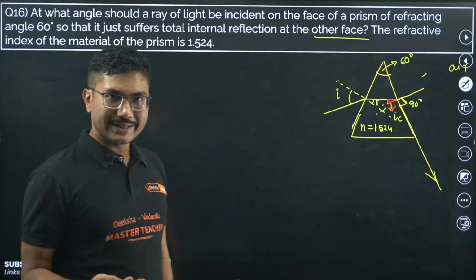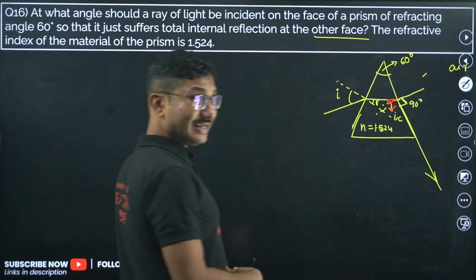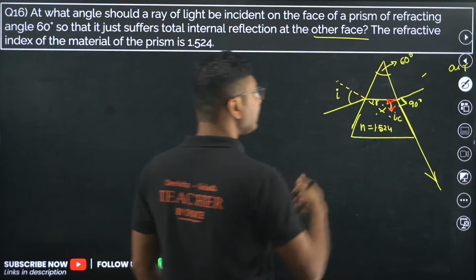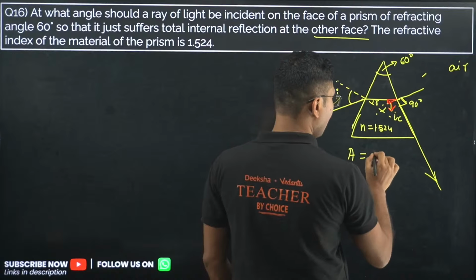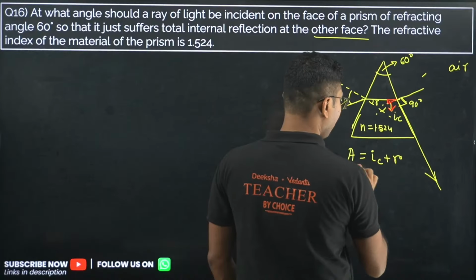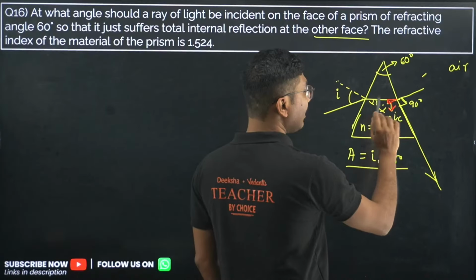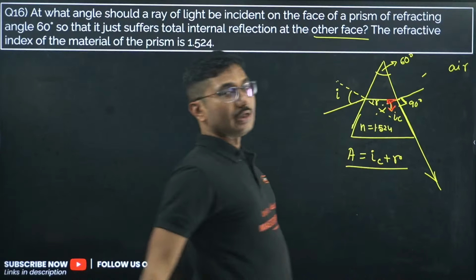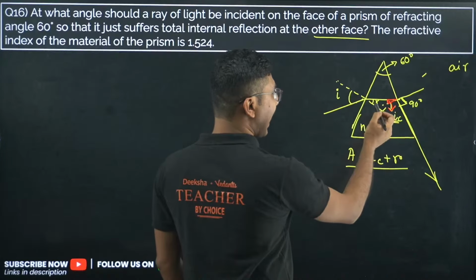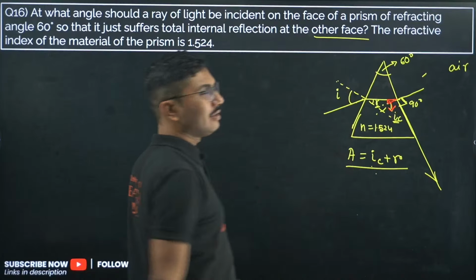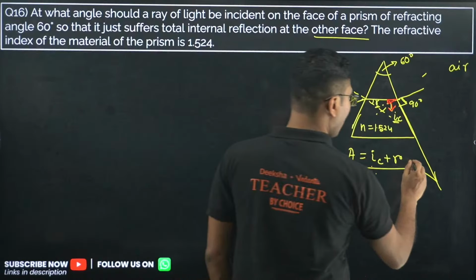Now first we will start with this junction. In case of a prism, the angle of the prism is given by the sum of the internal angles. So i critical plus r. This is from geometry we know. So the sum of the internal angles is equal to the angle of the prism. If you add this critical angle and this r, you will get the angle of the prism. So this is equation number 1.